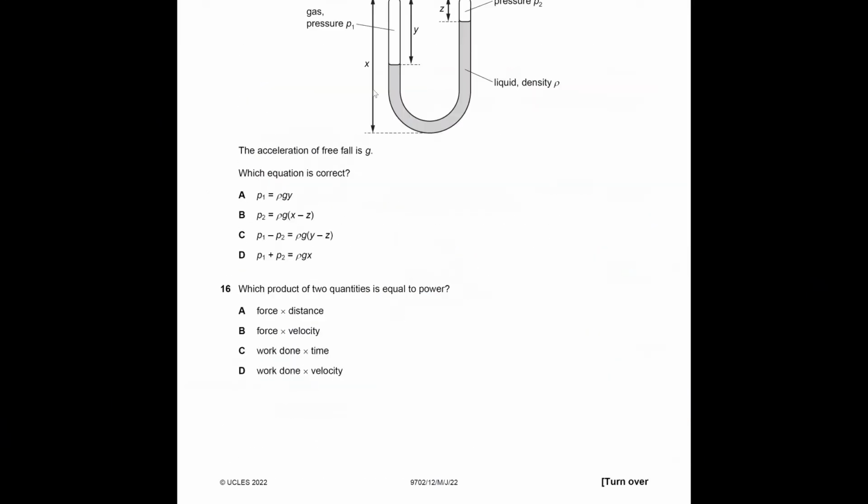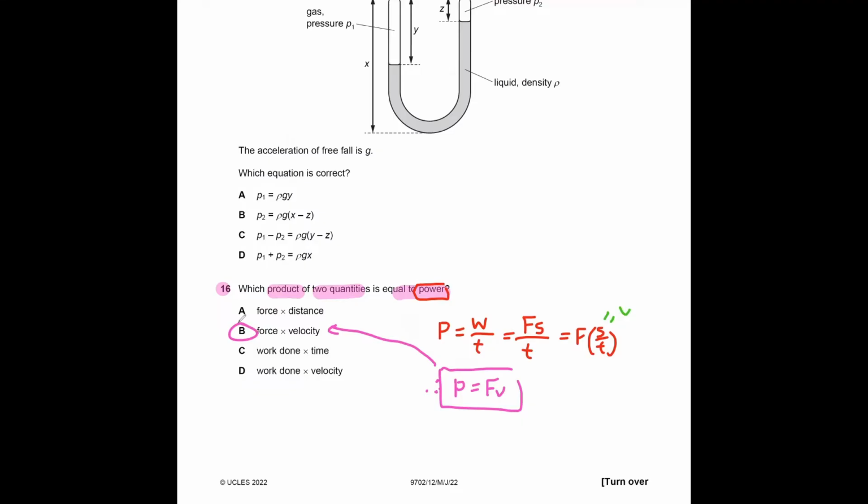For question 16, which product of two quantities is equal to power? So specifically, they want the definition for power here. Power is the rate of work done, but work is the product of force times distance moved in the direction of force. So you get something like this. Now, if you regroup the s over t, you're going to get this. The s over t is distance over time, which is equal to speed. So therefore, power is the product of force times velocity, which is your answer choice B here.